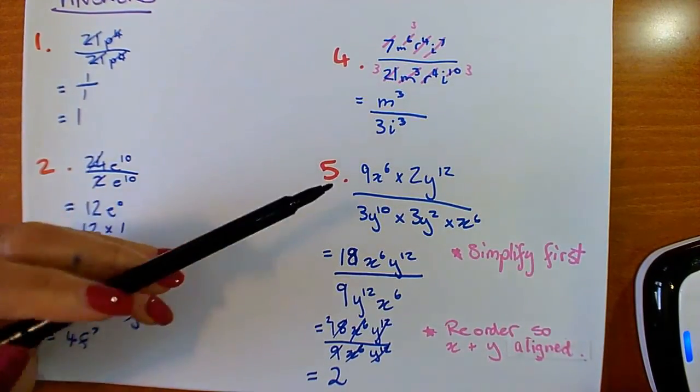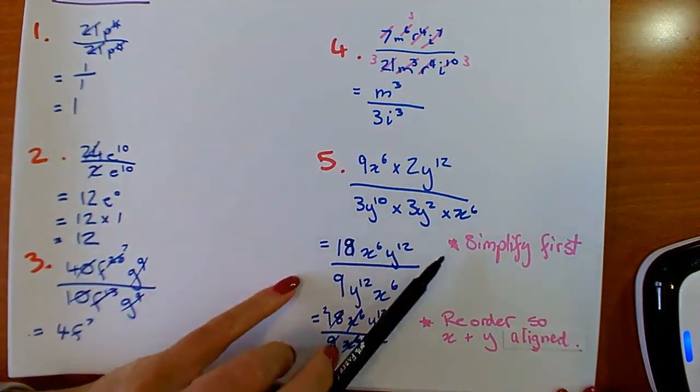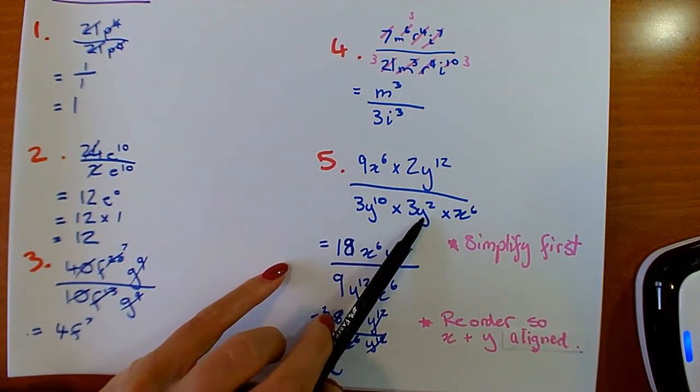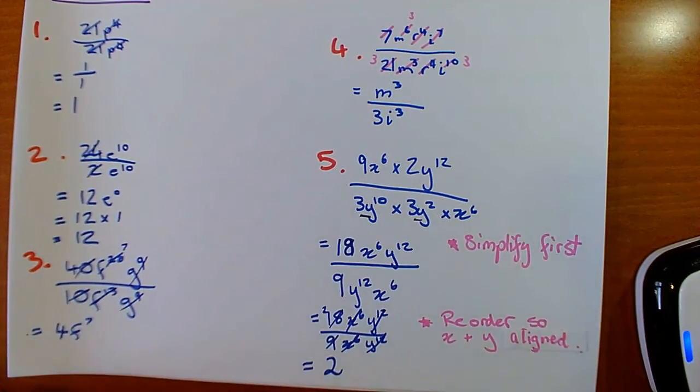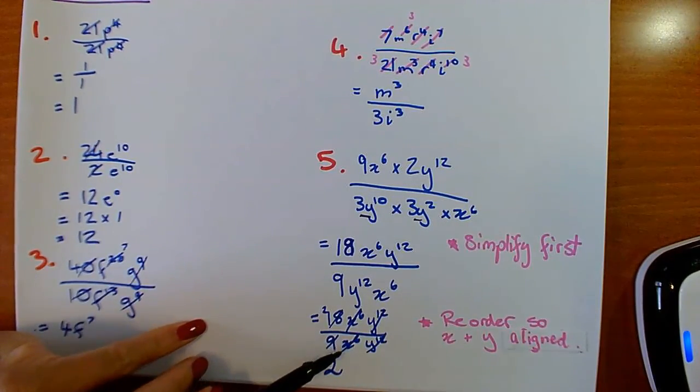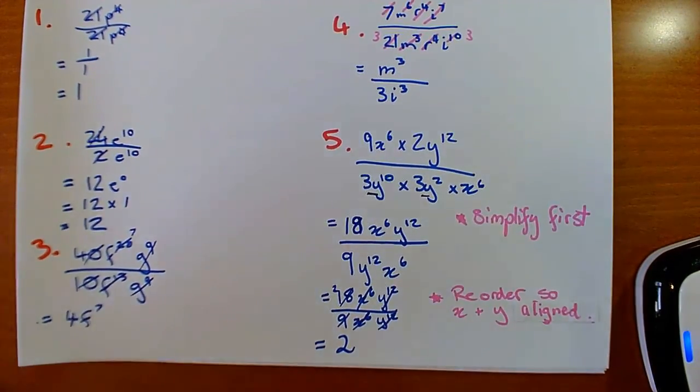For number 5, simplify it first, okay? Numbers are low, simplify it first. If you've got multiple terms with the same base, bring it all together. Then I reordered it to make sure it all aligned and then simplified it at the end.